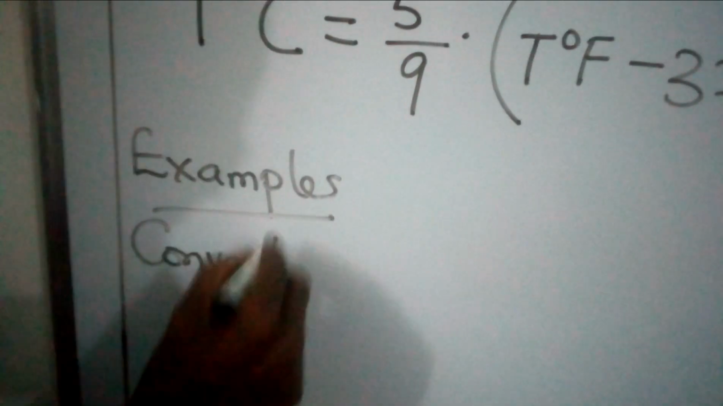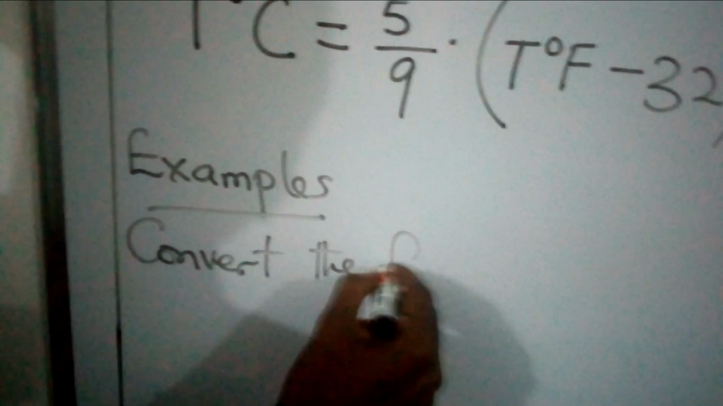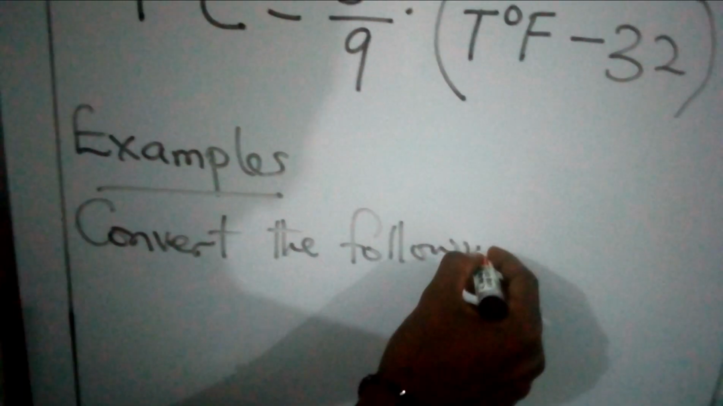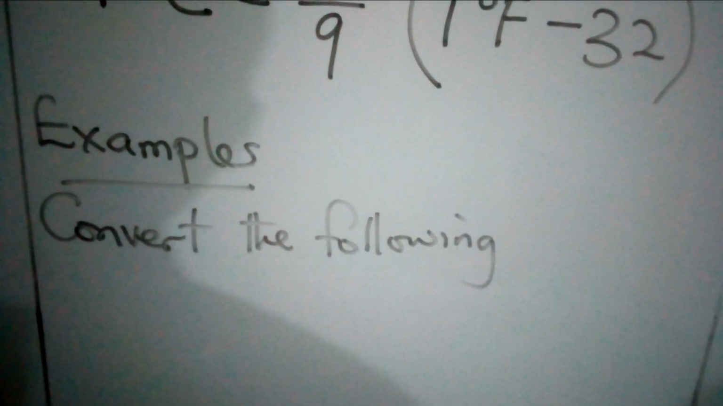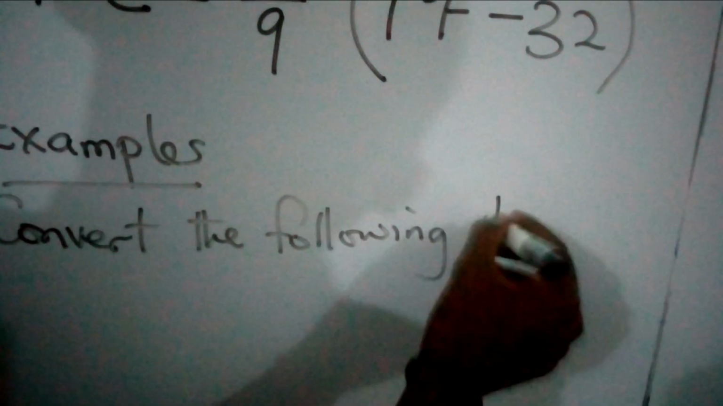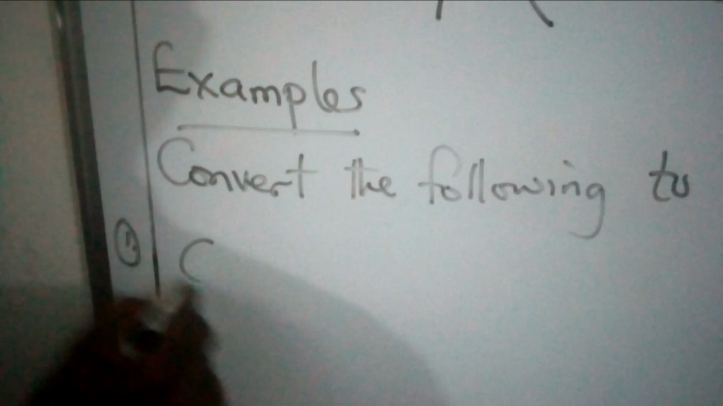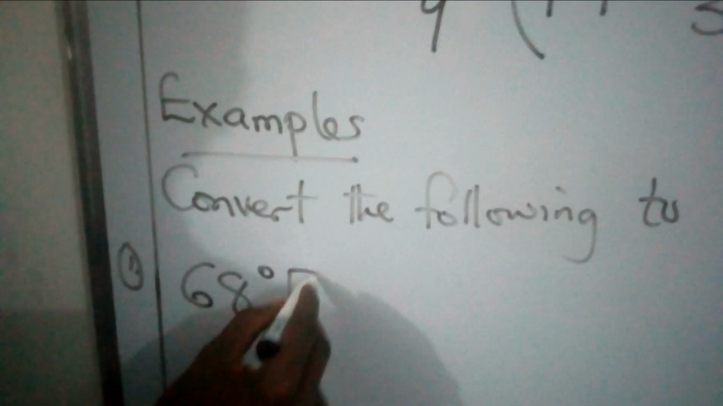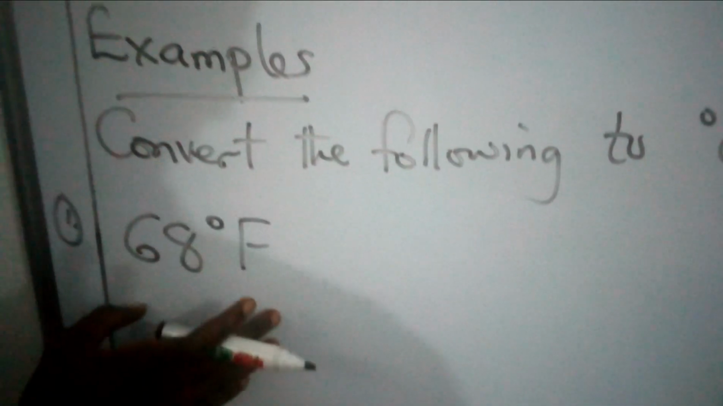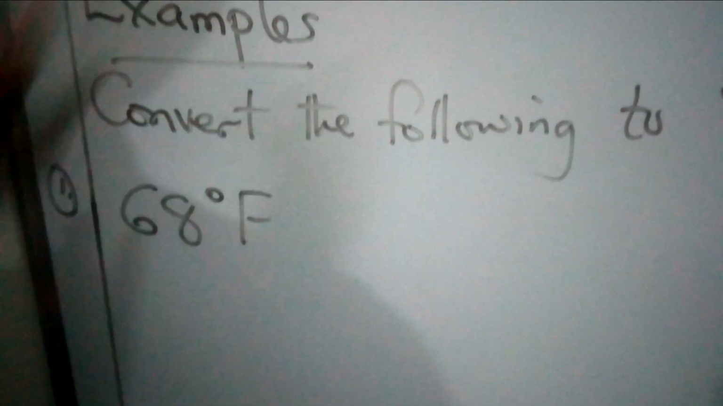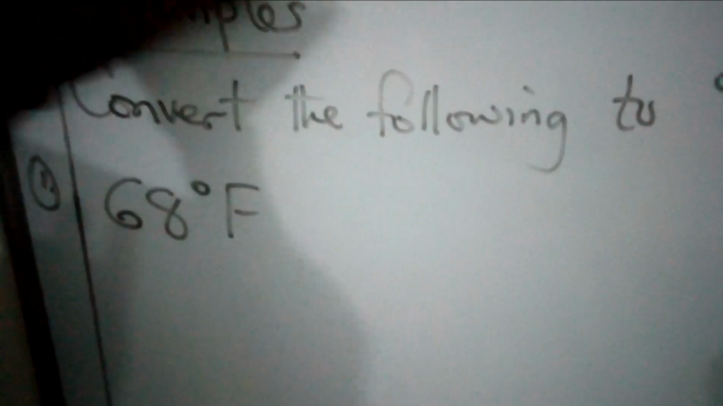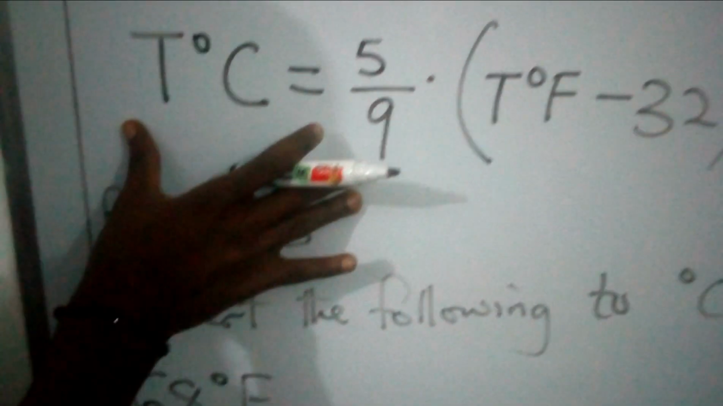Convert the following to degrees Celsius. Number 1, 68 degrees Fahrenheit. Now you can see that this is in degrees Fahrenheit scale, so we expect to convert it to degrees Celsius. And this is the formula we use in achieving that.